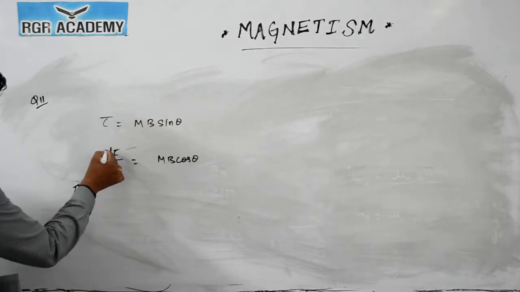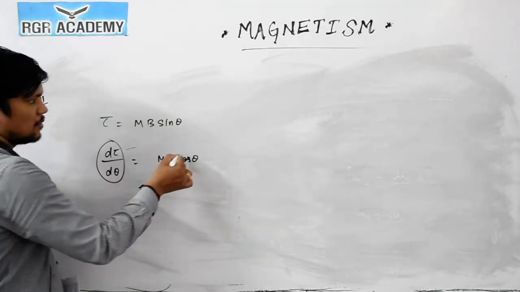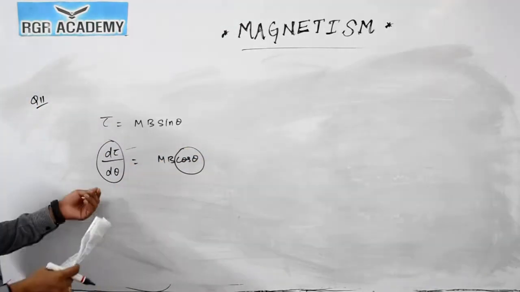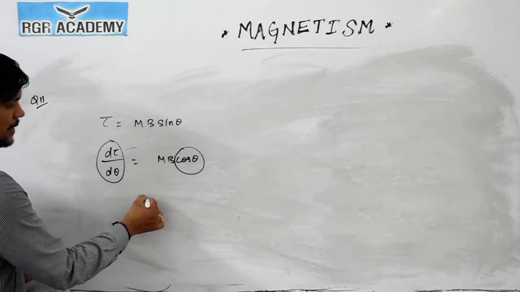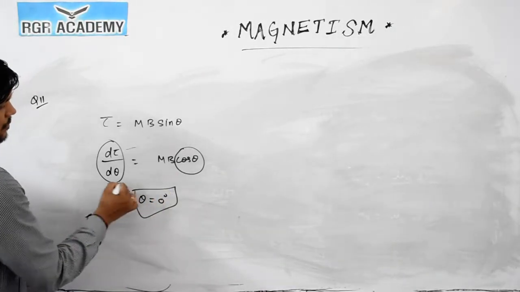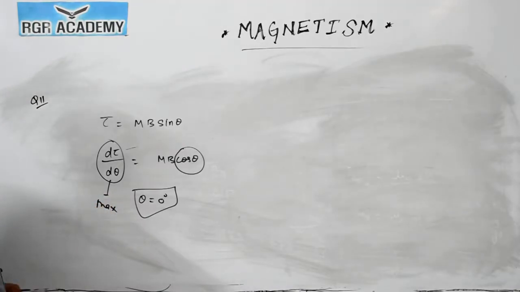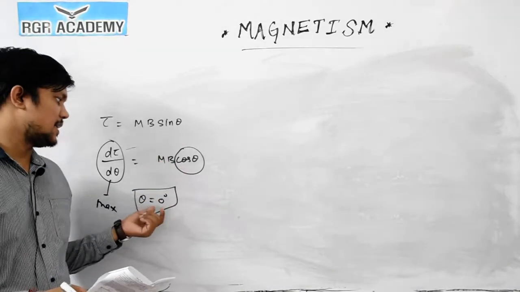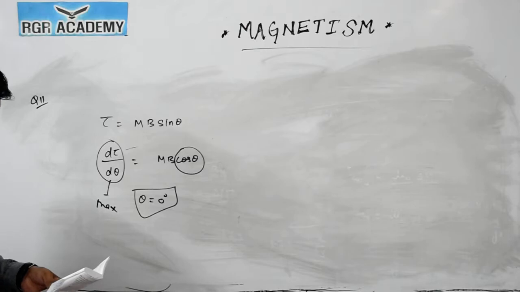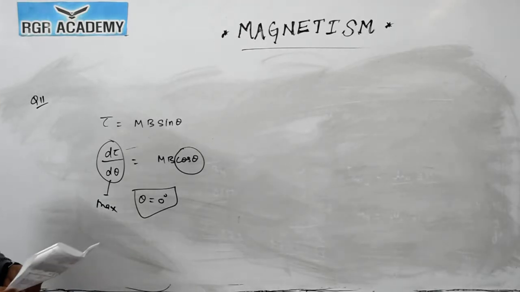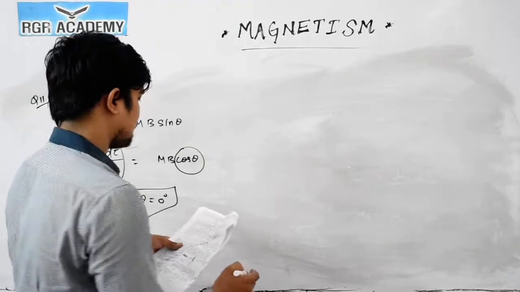So we can say that it is proportional to cos theta. So it will be maximum when theta is 0. If theta is 0, this value will be maximum, because the value of cos theta is maximum at 0 degrees. So this is question number 11. Now we will move on to question number 12.